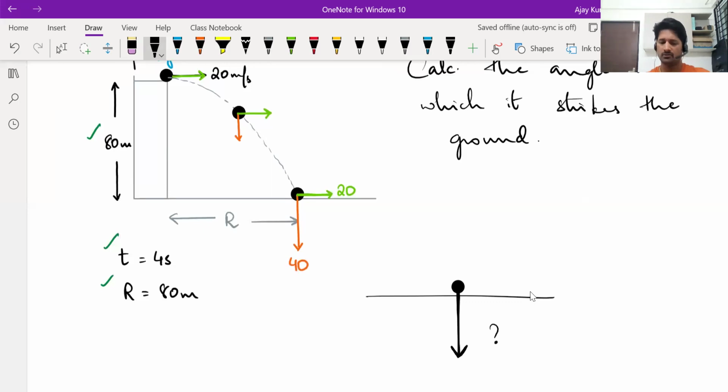Okay, not because it is thrown at some angle. See, it has the x component of velocity, right? And that x component doesn't go anywhere. Then how can the velocity completely be in the y direction just before hitting the ground? So this is not how it hits the ground. It hits the ground at an angle like this. That angle is what you are asked to find out.